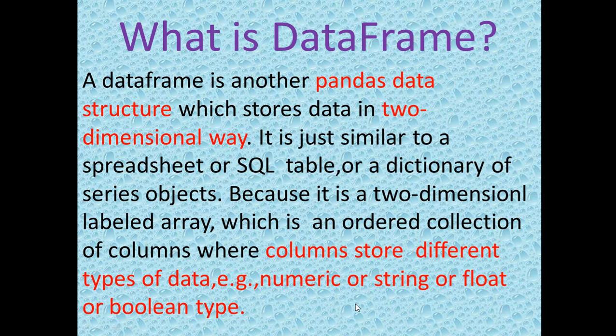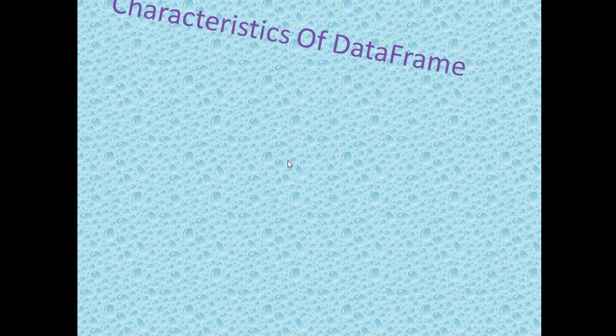When you create the data frame, two things should be noted. It will be like a two-dimensional array structure. The columns as well as rows will be displayed, and the columns can store different types of data. In the last videos I also told you the columns of the data frame store heterogeneous type of data. So this is the definition of the data frame which you need to note down in your copy. Next we will see the characteristics of the data frame.